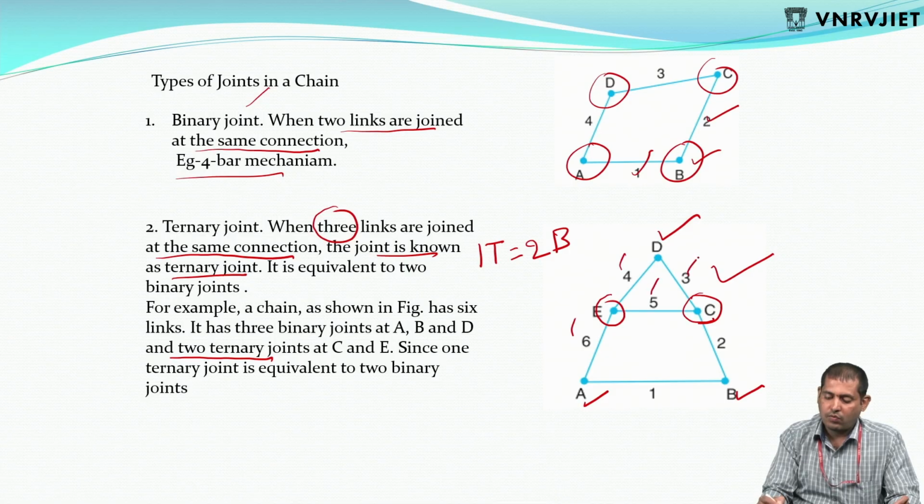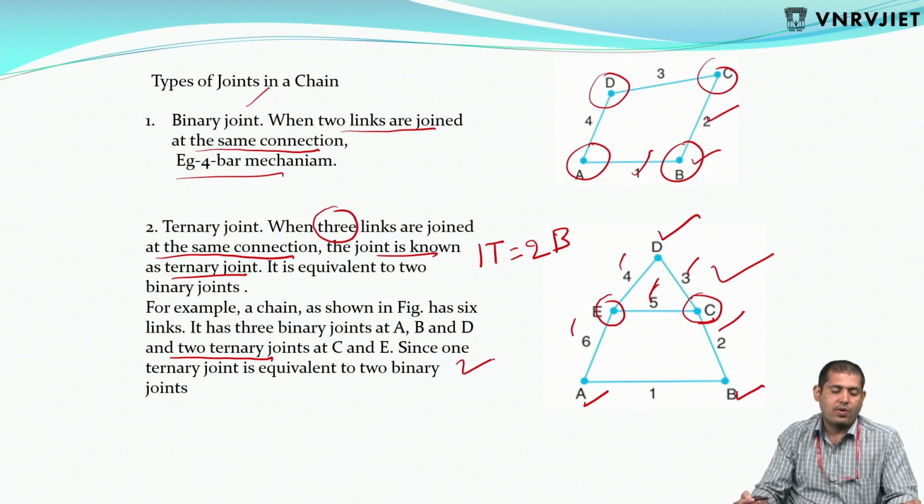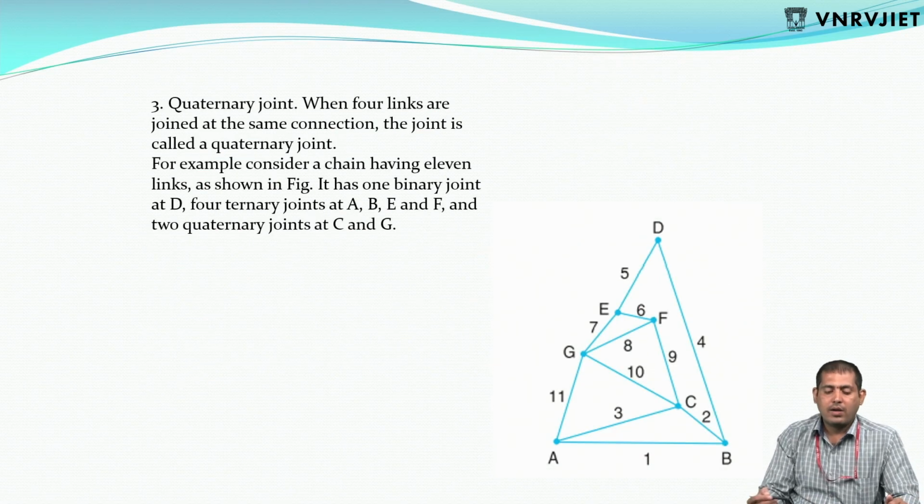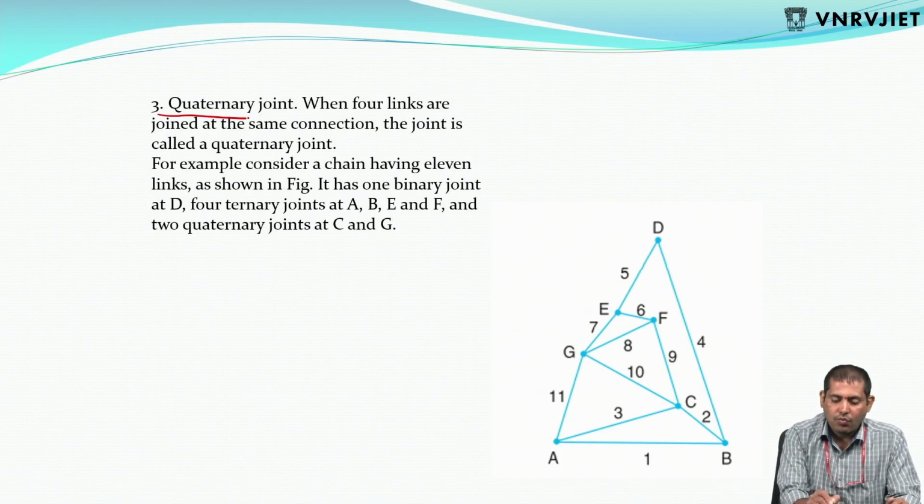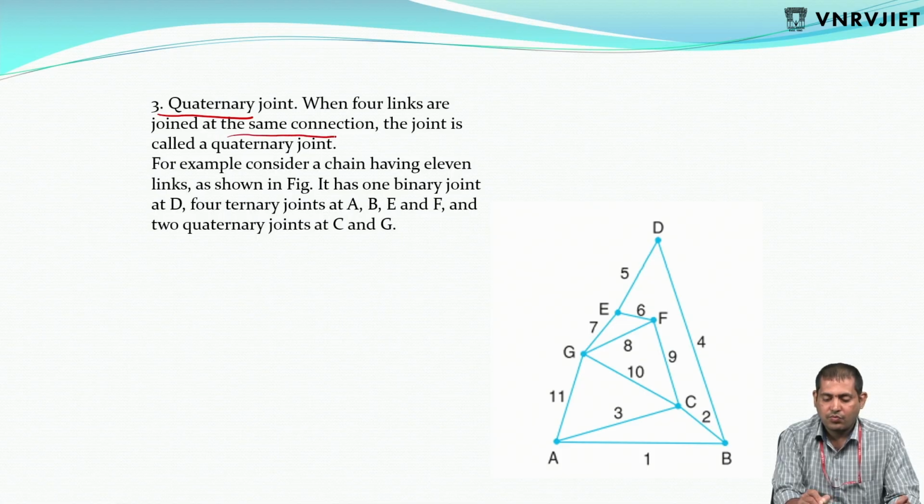1, 2, 3. 1, 2, 3. The ternary joints. Since the ternary joint is equivalent of two binary joints, this is one. Next, quaternary joint. Here, 4 links. So when 4 links are joined at the same connection, we call it a quaternary joint.